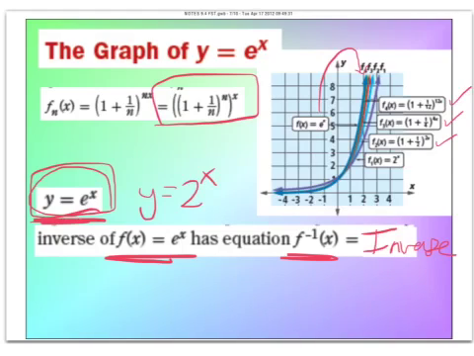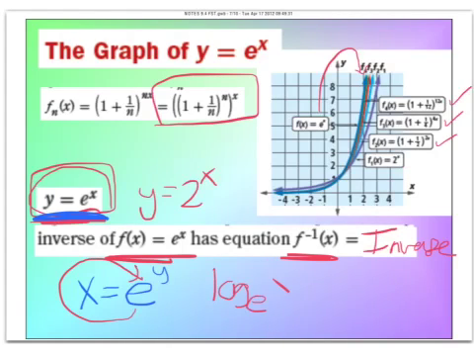Fine. To find any inverse, all you do is take the x and y and change them. So instead of y equals e to the x, it's going to be x equals e to the y. Now to graph this, what you would do is rewrite it to solve for y. We can rewrite any exponent as a logarithm. So I'm going to start with the base. This is log base e of x equals y. And that is going to be the inverse of the function. Okay, let's look at the next slide on what this looks like.